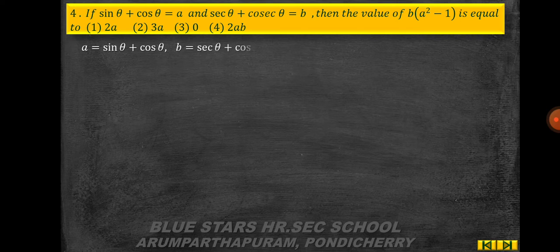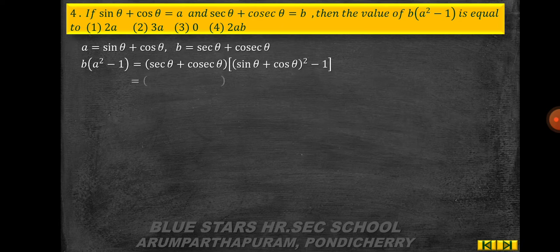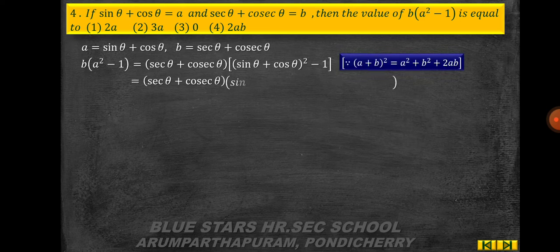Given A is equal to sin theta plus cos theta, B is equal to secant theta plus cosecant theta, find B into A square minus 1. So B is secant theta plus cosecant theta, into A value, which is sin theta plus cos theta the whole square minus 1, which is equal to secant theta plus cosecant theta into, we are using the formula (A plus B) whole square is equal to A square plus B square plus 2AB.